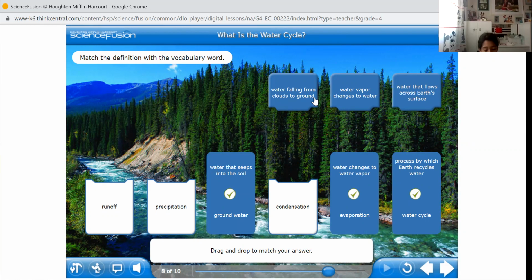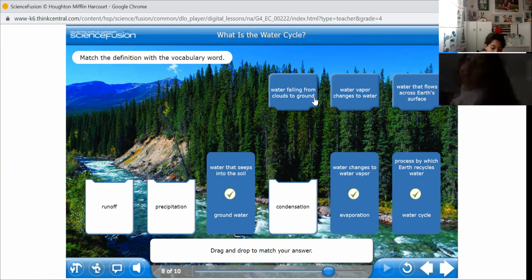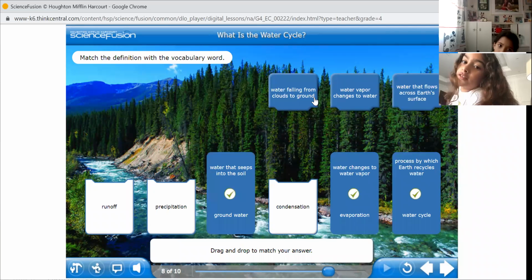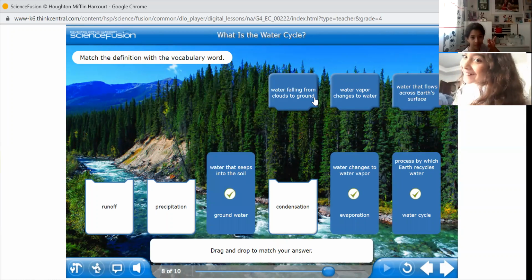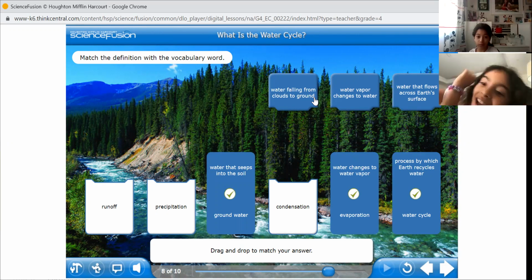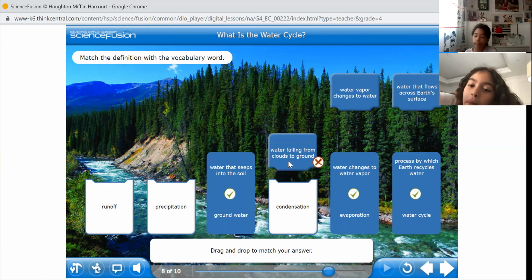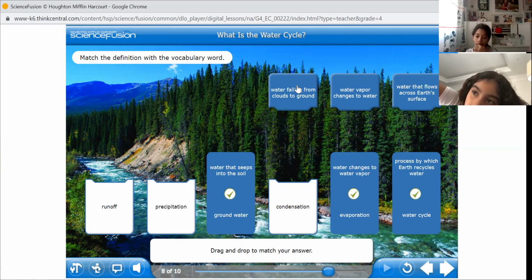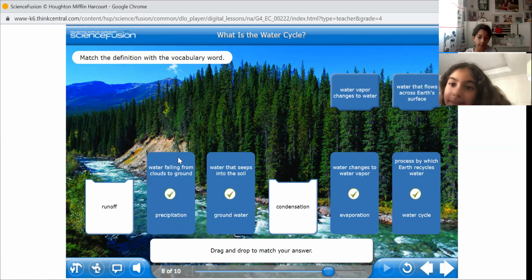What about water falling from clouds to ground? Water that comes from cloud. It's a condensation. Oh, why? Does it condense or does water fall from the sky? It's not condensation. Precipitation. Yes, because water falling from the sky is precipitation.